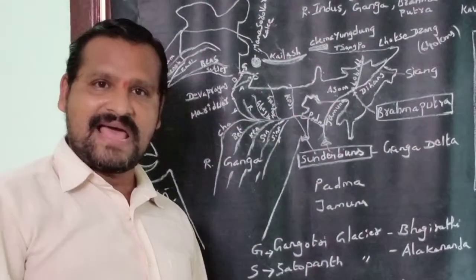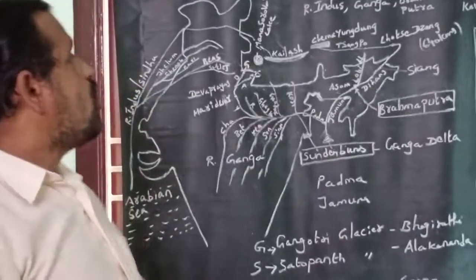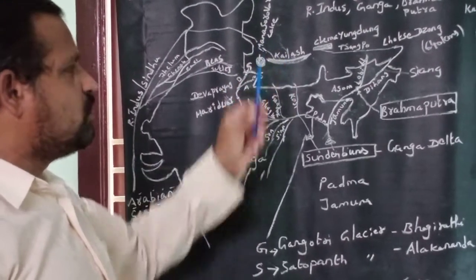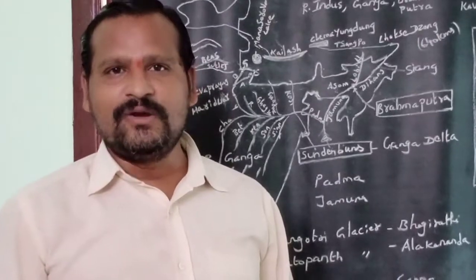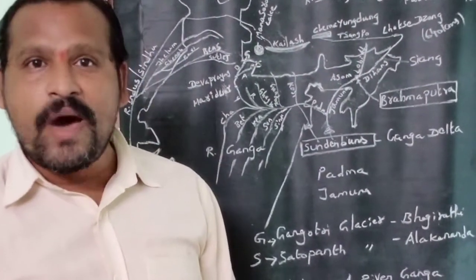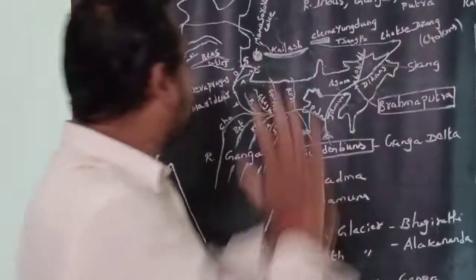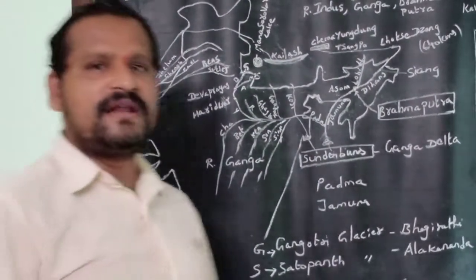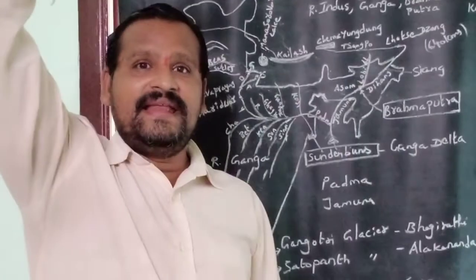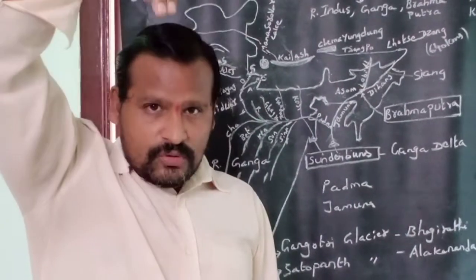Once again, children, listen carefully. The Himalayan rivers originate, take birth at the glacier of Himalayan mountain and flow for a few kilometers. Due to water divide, the Himalayan rivers are separated. First, the Himalayan rivers flow parallel to the axis of mountain. Then they bend south.